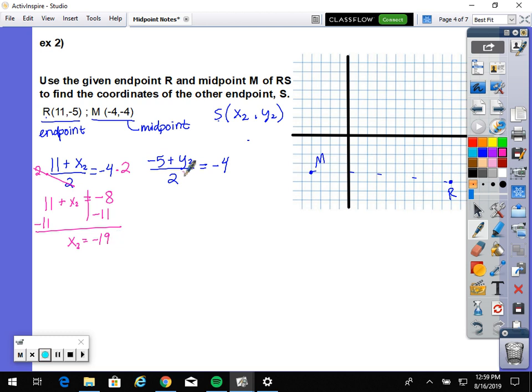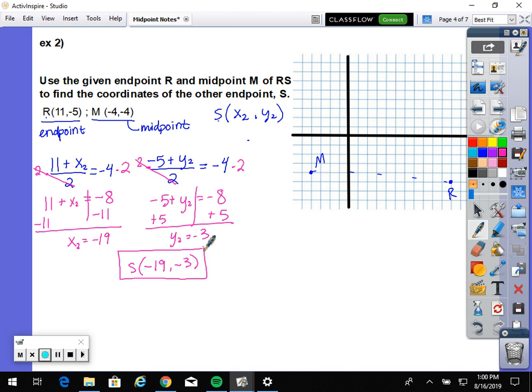Then I move on to my y. Again, I'm going to do the same thing, multiply by 2 on both sides, and I get negative 5 plus y sub 2 equals negative 8. In this case, I'm going to add the 5 over, and I get that my y value is going to be negative 3. So it looks like my other endpoint S is going to be at (-19, -3).